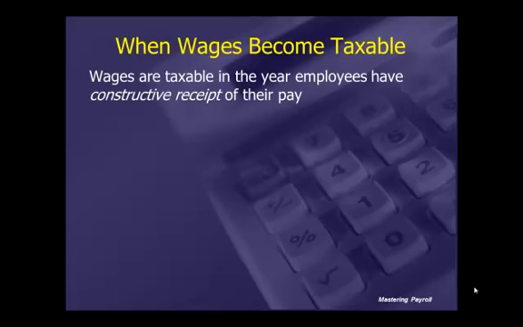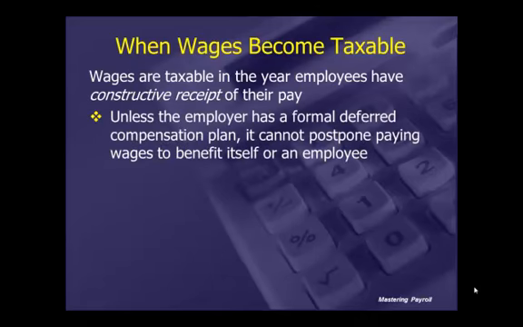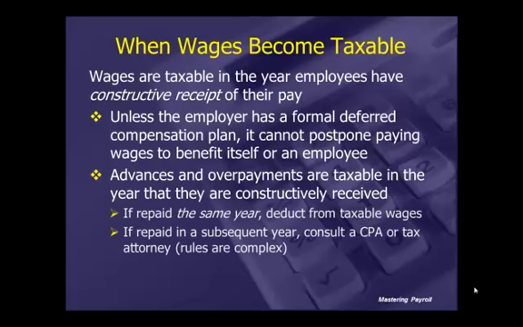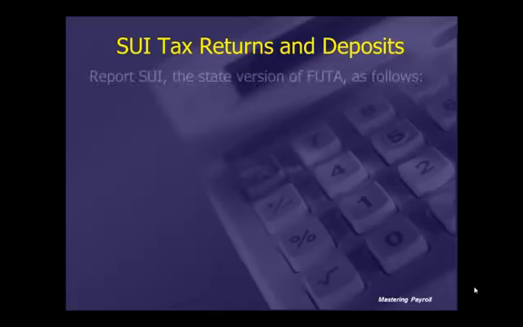Wages are taxable in the year employees have constructive receipt of their pay, unless the employer has a formal deferred compensation plan. It cannot postpone paying wages to benefit itself or an employee. So the employer cannot decide to hold wages from one year to the next or move them. Advances and overpayments are taxable in the year that they are constructively received. If repaid the same year, you deduct from taxable wages. If repaid in a subsequent year, you consult a CPA or tax attorney.